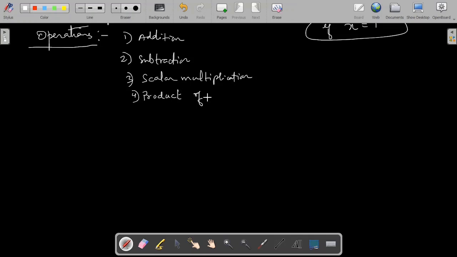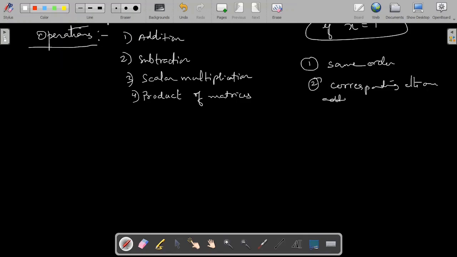Multiplication or product of matrices. So addition, how to add two matrices. To add two matrices, the condition is first they should be of same order and then corresponding elements are added. In the case of subtraction also, they should be of same order, corresponding elements are subtracted.